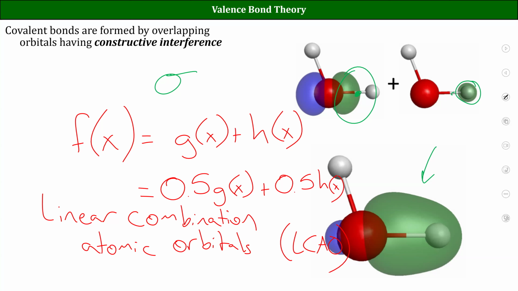So the concept that I really want you to take away from this is that as soon as you make bonds, you don't have atomic orbitals anymore. You have molecular orbitals. And your molecular orbitals look like you mixed together atomic orbitals, and they're approximated.